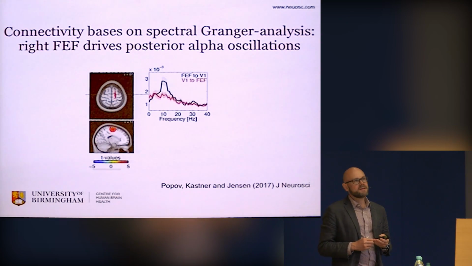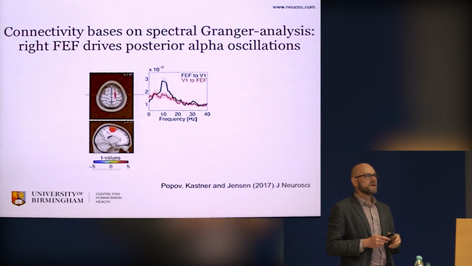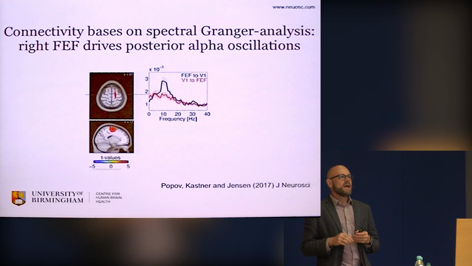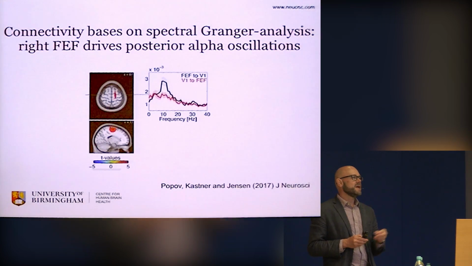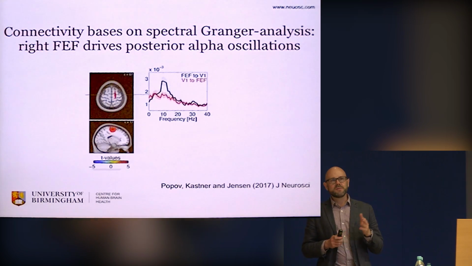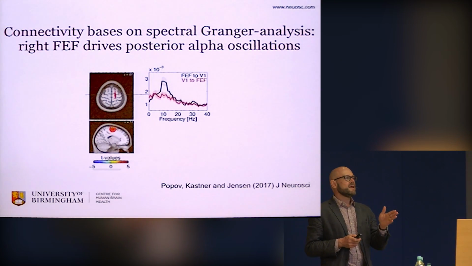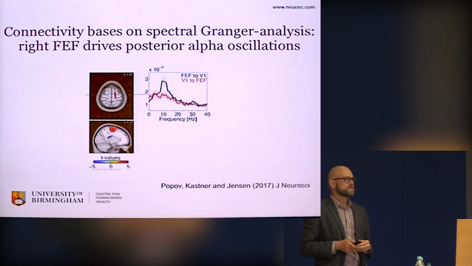So now we have calculated the Granger causality between the frontal eye field and the posterior regions, and what you should notice then is that there's the blue line, and that's indicating the top-down direction, meaning frontal eye field to visual cortex. The red line is indicating visual cortex to frontal eye field. So what you should appreciate here is that it's selectively in the alpha band that there is a top-down drive from frontal eye field to visual cortex.